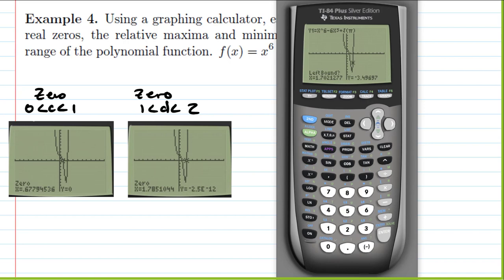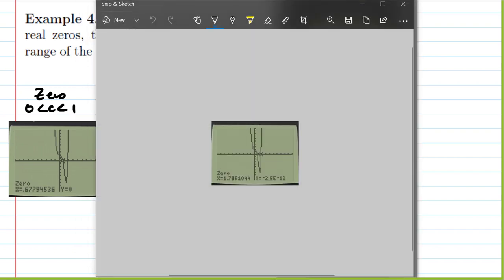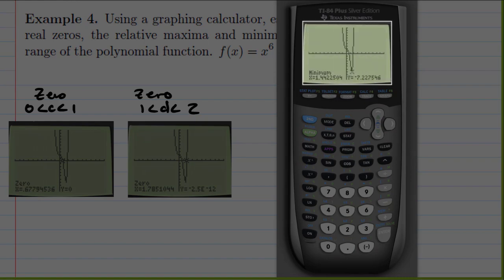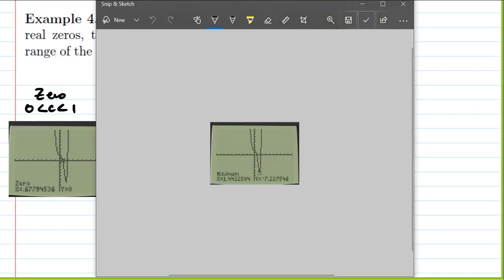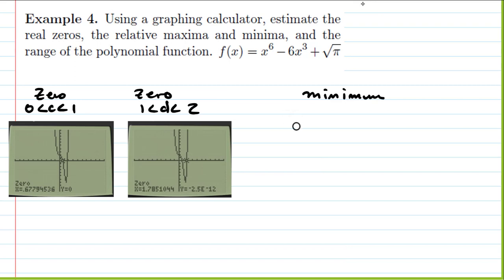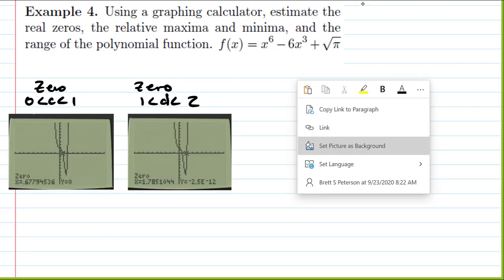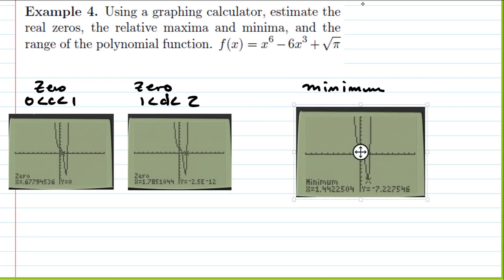So our zeros were 0.6 and 1.7, so I go to the left to about 0.6, okay? Don't want to go above the x-axis, and then to the right, I move over here. Don't want to go up too much, there we go. And then I get a little closer, press enter, and it gives us the following value. So our minimum is located at the ordered pair 1.442, and the y value is negative 7.22.